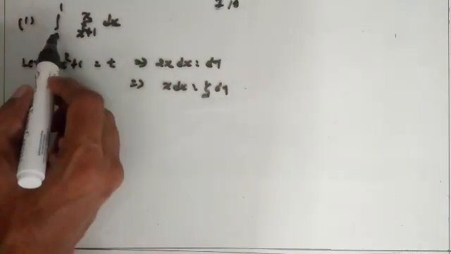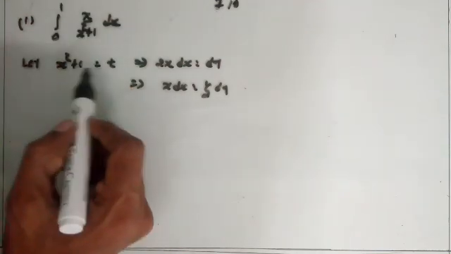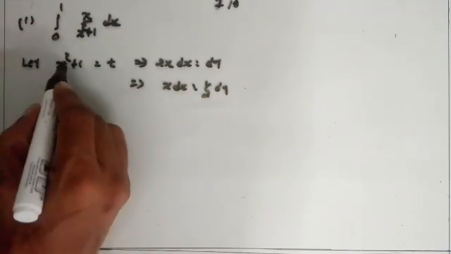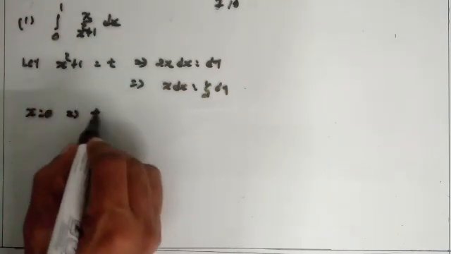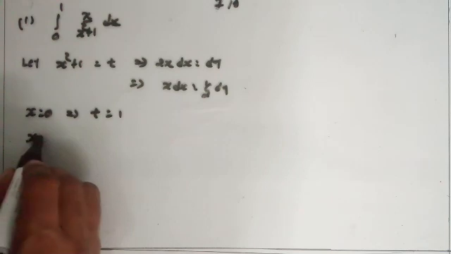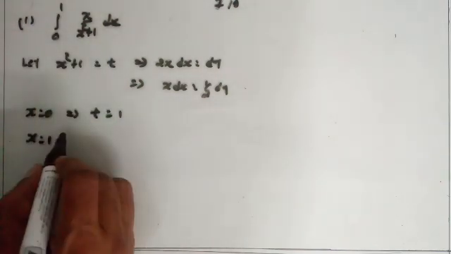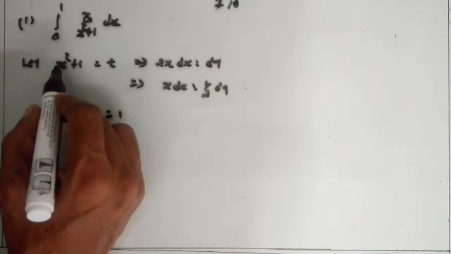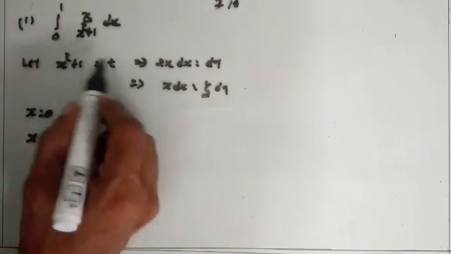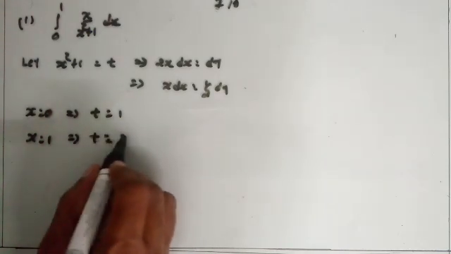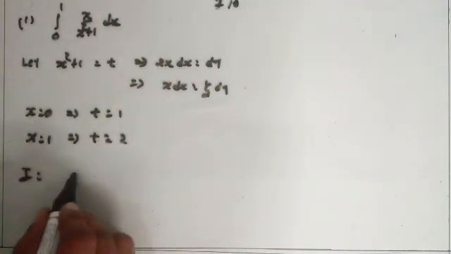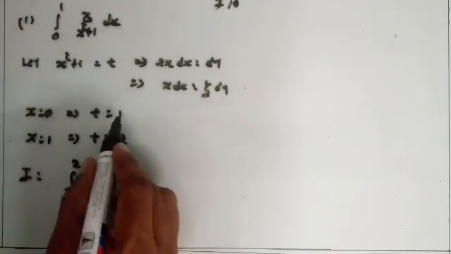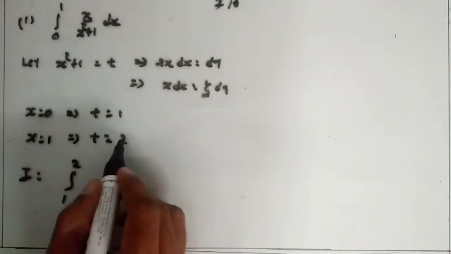Now change the limits 0 and 1 into t form. x is equal to 0 implies, putting 0, t becomes 1. So t is equal to 1. x is equal to the upper limit 1, then t is equal to, putting x equal to 1, 1 square is 1 plus 1 is equal to 2. That is, t is equal to 2. So the integration becomes 1 to 2. x equal to 0 gives t equal to 1, and x equal to 1 gives t equal to 2.